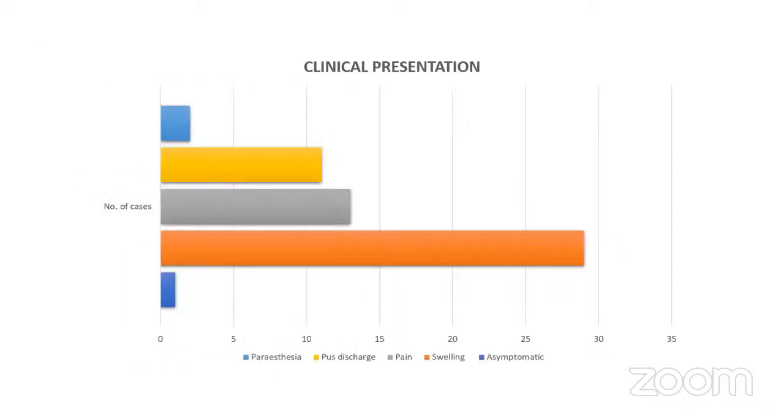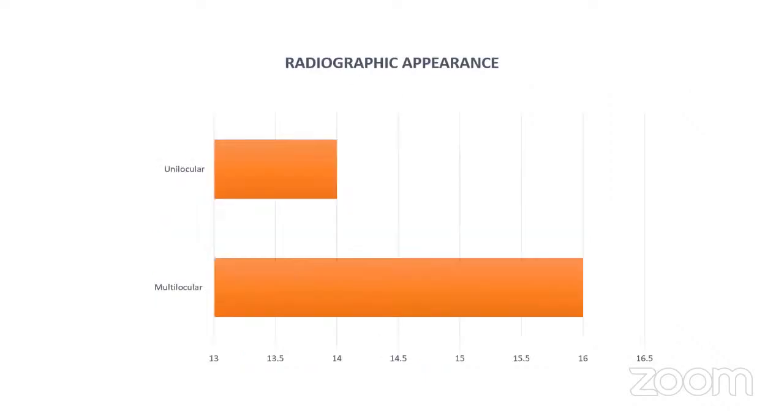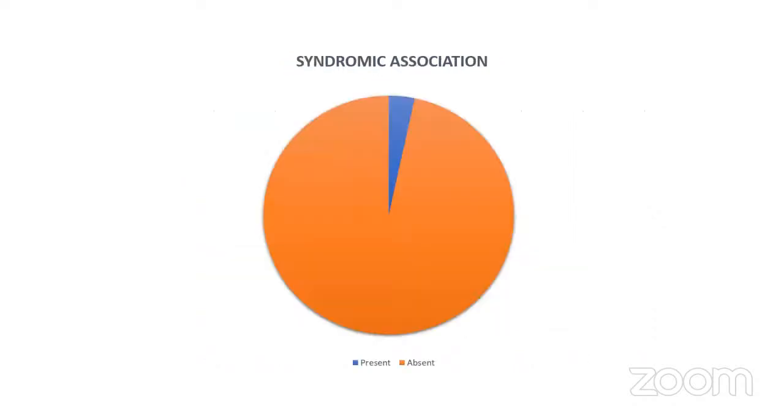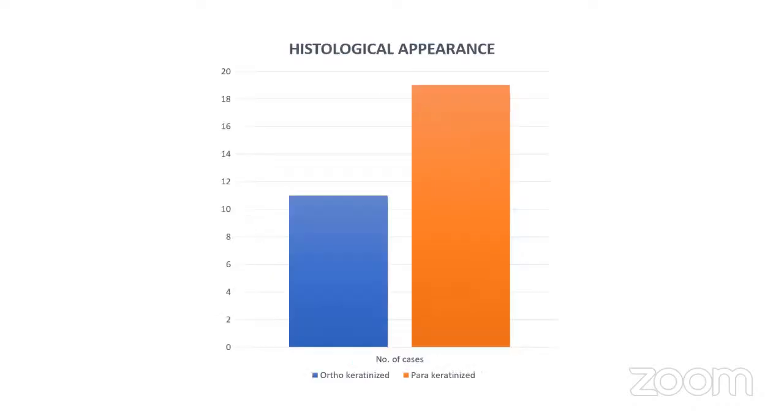Now, the clinical presentation of most of the cases was that they reported with either pain or swelling, and the second most common clinical presentation was discharge. Radiographic appearance: multilocular lesions were more common than the unilocular lesions. Syndromic association: only 3.3% was syndromic in our report.